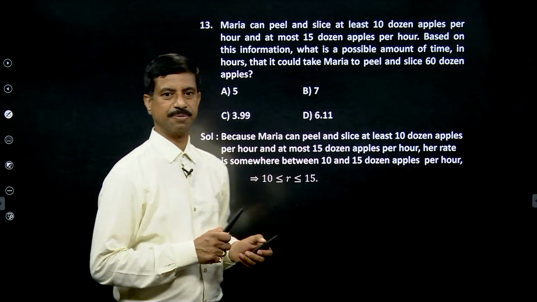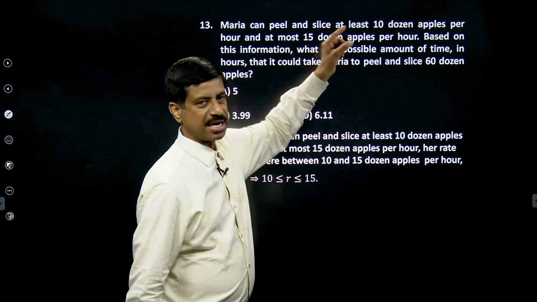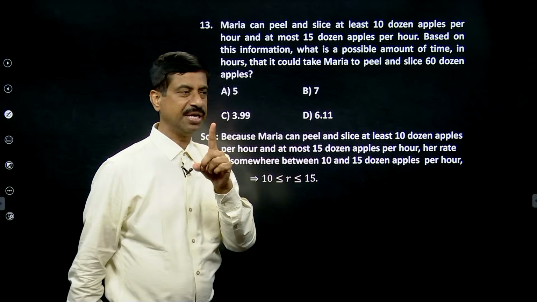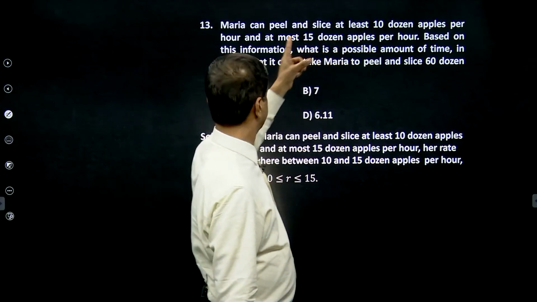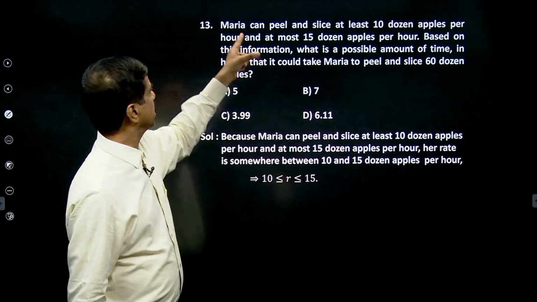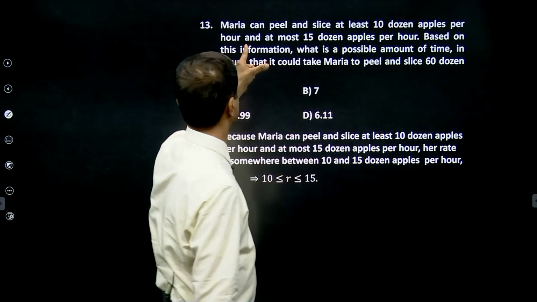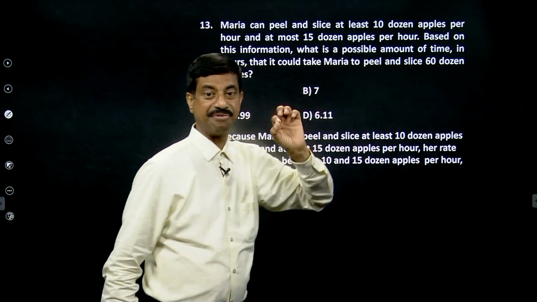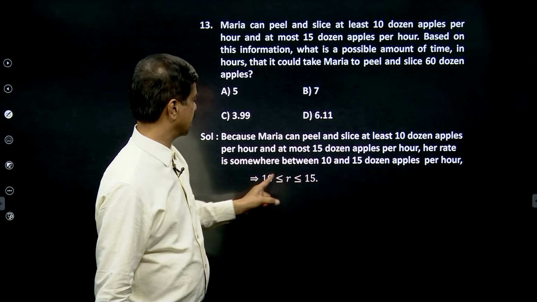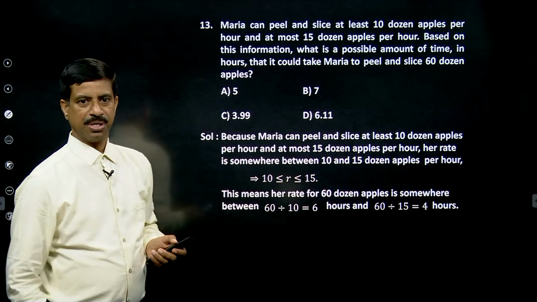Now look at this, children. The number of apples that she can slice in an hour lies between 10 and 15. What is R actually? R is the number of apples she can peel in an hour of time. So that is lying between 10 and 15 dozens. 10 and 15 dozens. Okay, children.